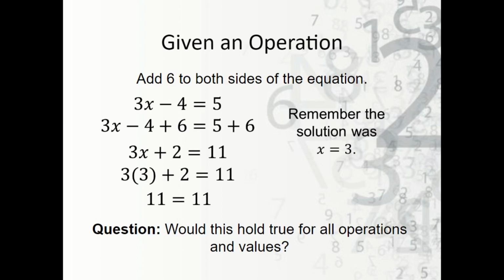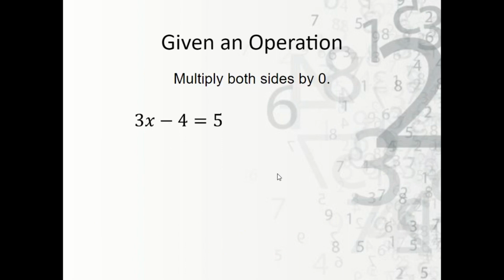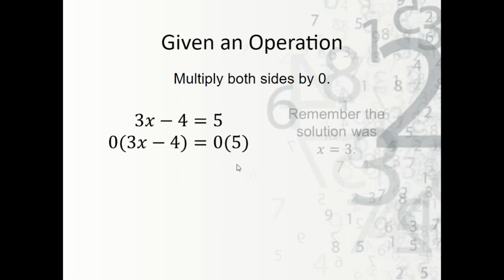Now the question is, will this hold true for all operations and values? Is there anything I can do to both sides that will change this and make the answer different? So let's look at 3x minus 4 equals 5. We have the same equation, and we're going to multiply both sides by 0. So when I do that, I get 0 times 3x minus 4 is equal to 0 times 5.